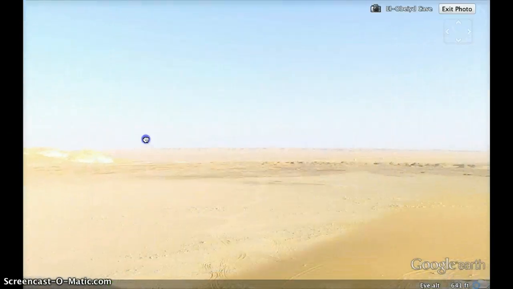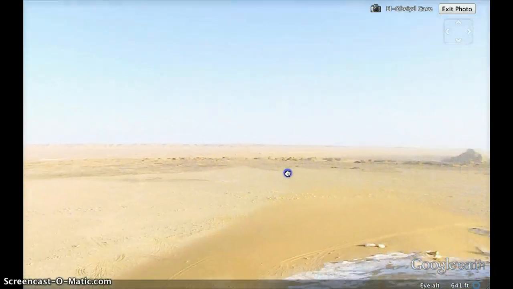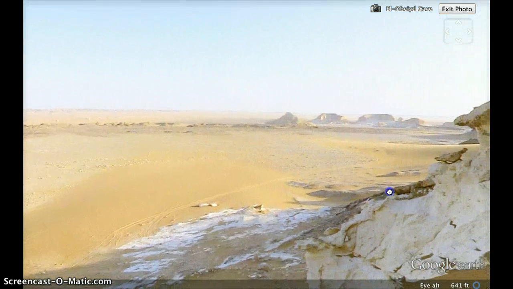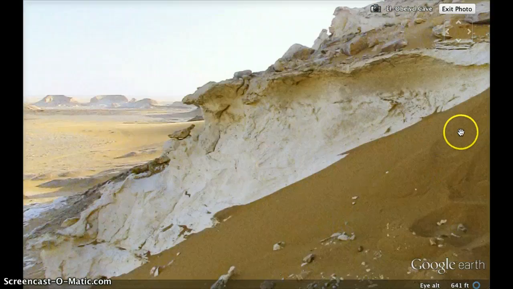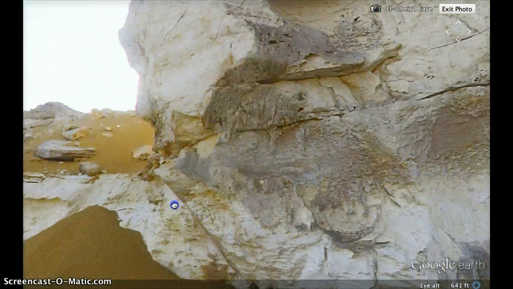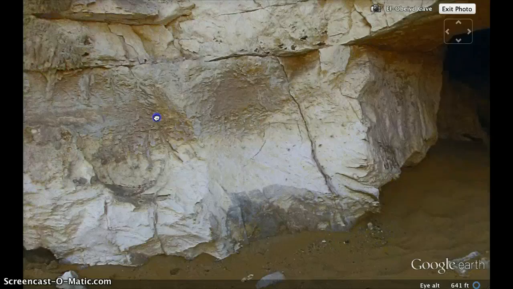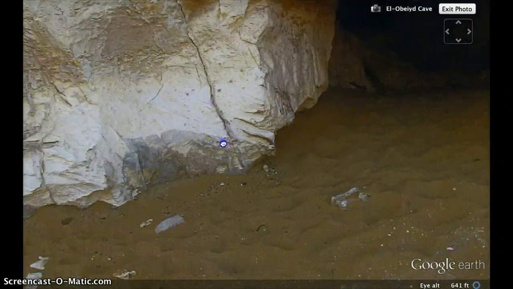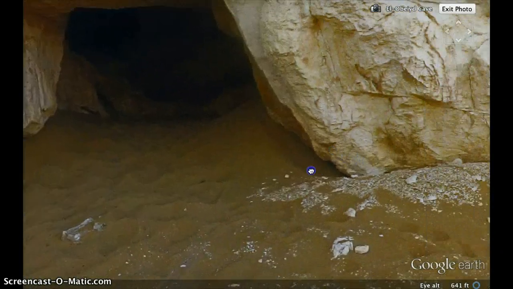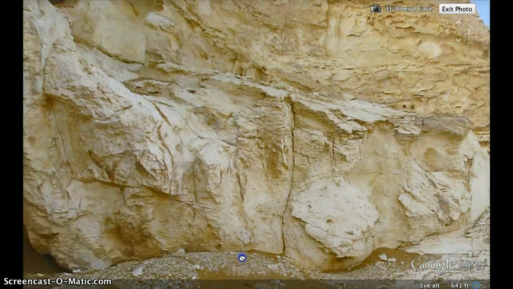Alright, here I see a lot of sand and some little hills and a big cave. This is pretty much what the Egyptian desert looks like. You don't see a whole lot of vegetation, you don't see a whole lot of animals.